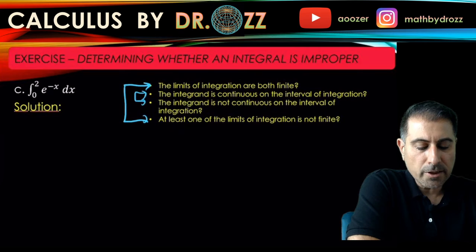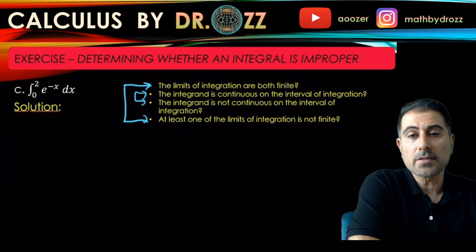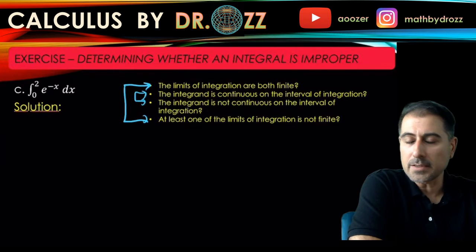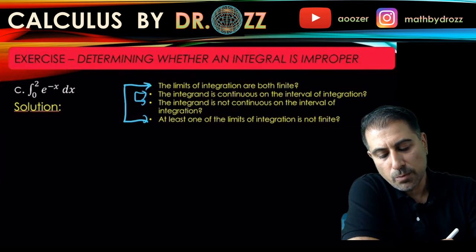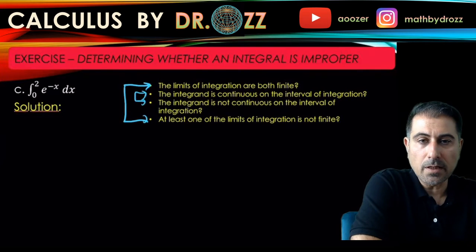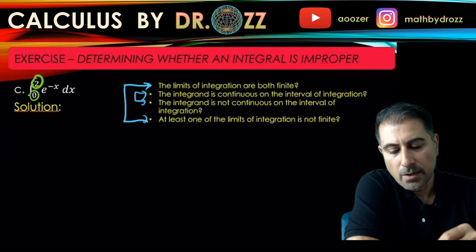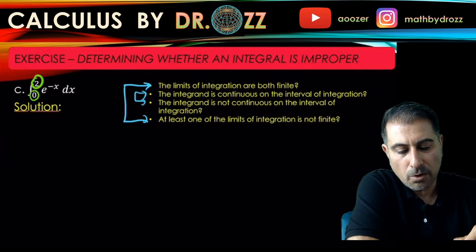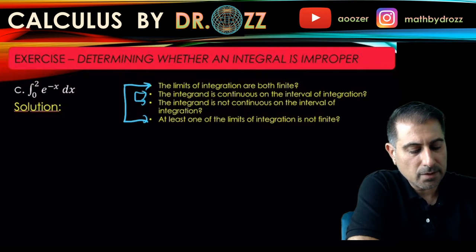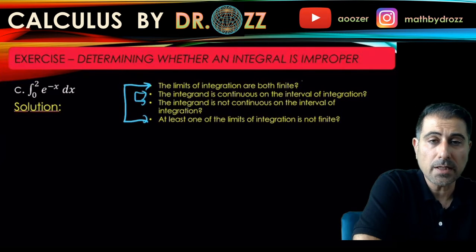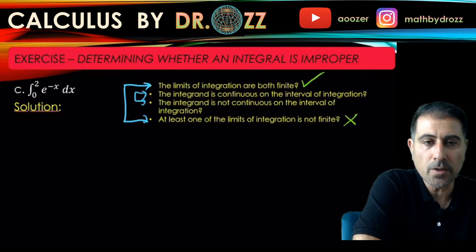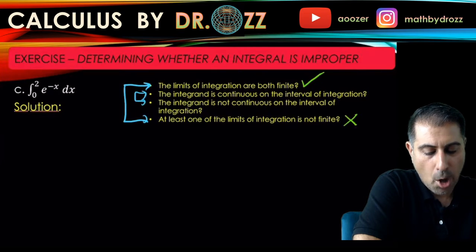The limits of integration are both finite. That's the first statement. Is that correct? Well, I look at the limits here. One is 0, the other one is 2. The interval of integration is just the interval 0, 2. We're safe. No infinity involved here, so yes, and a cross mark. Okay, the first one is yes. The answer for the last question is no.